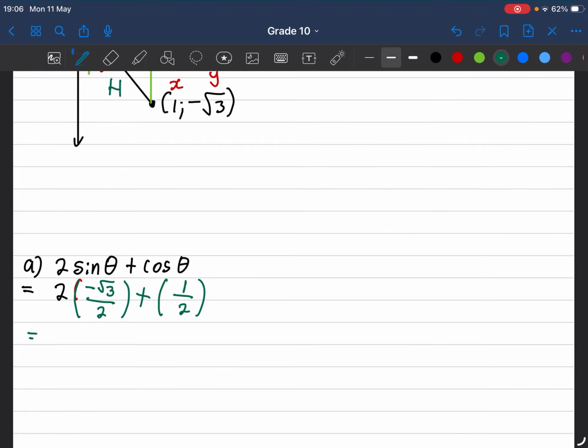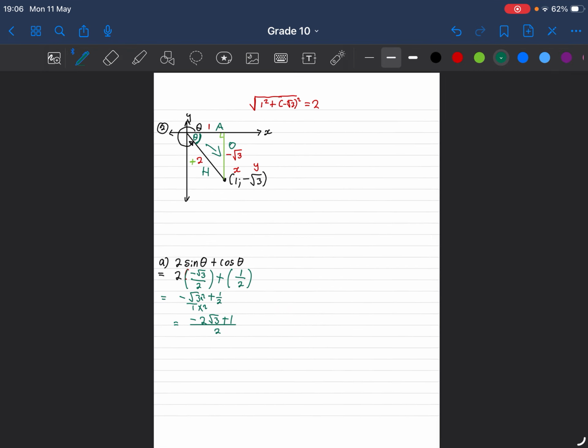Now when you multiply that by 2 on the left hand side, you're going to get negative root 3 plus a half, and you can simplify that further, but at that point it's alright. But if you choose to simplify it, you'd basically be doing LCD over here. So you'd multiply this by 2 over 2. So you'd get negative 2 root 3 plus 1 over 2. Okay, that would be your final answer.